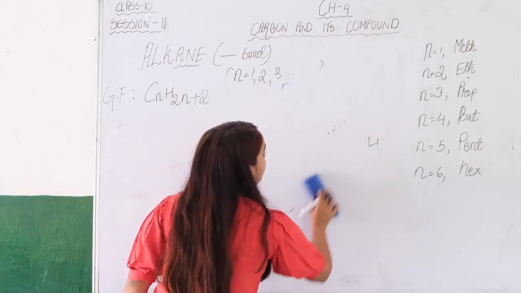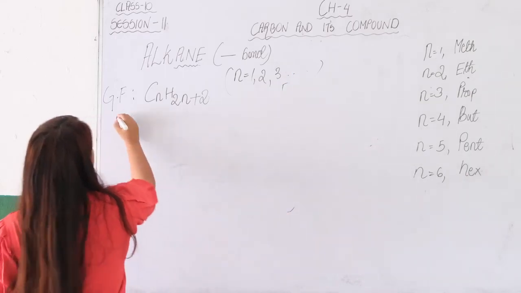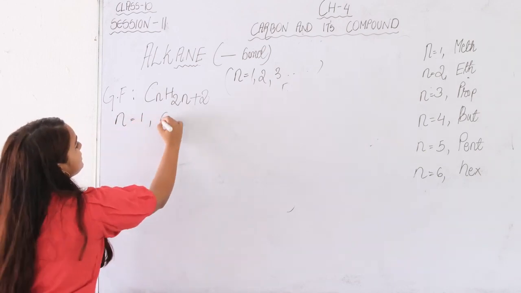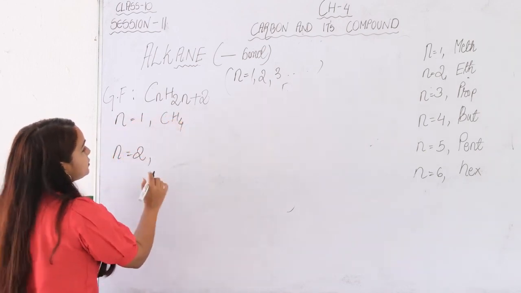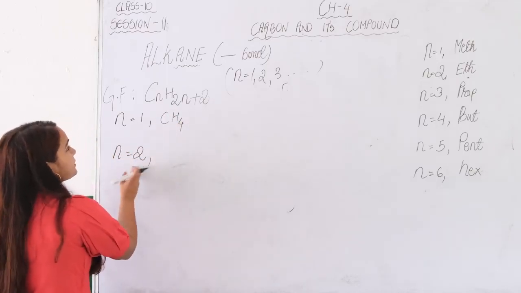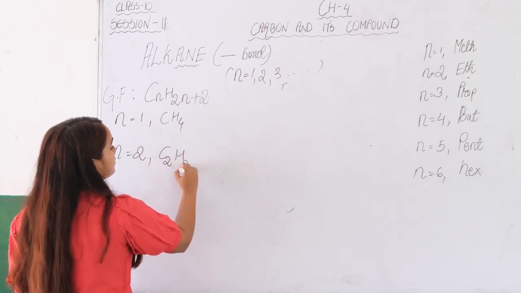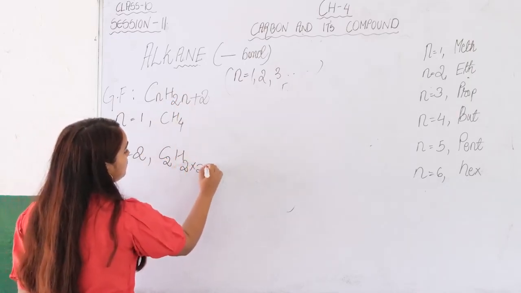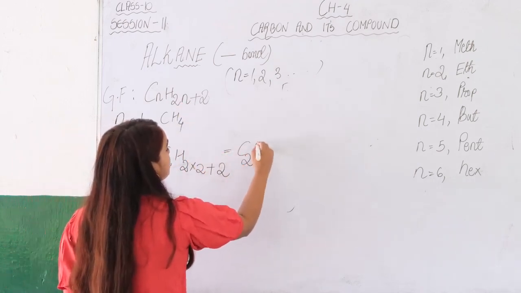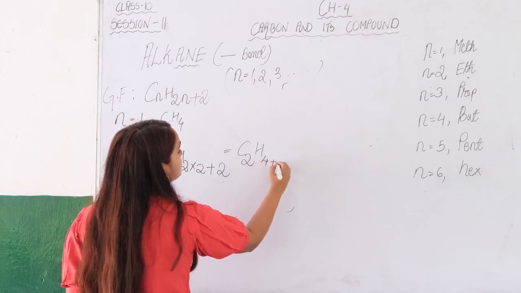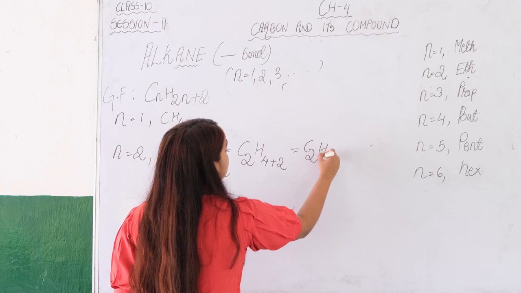Now let us see for ethane, the next member. For n is equal to 1, we got CH4. Now let us see for n is equal to 2. Putting n is equal to 2 in this general formula, C2H2 into 2 plus 2. So upon calculation we'll get C2H4 plus 2, 2 into 2 plus 2. So we will get C2H6.